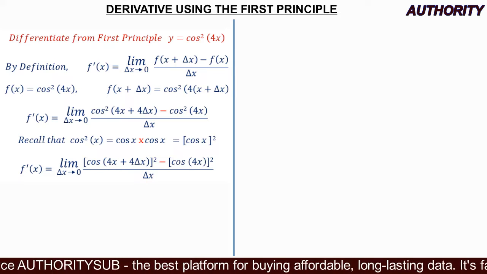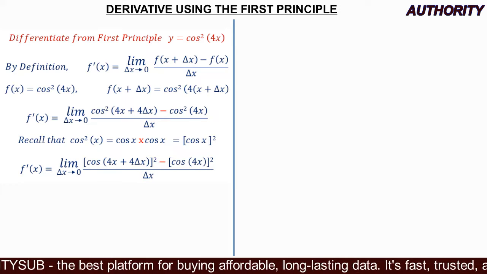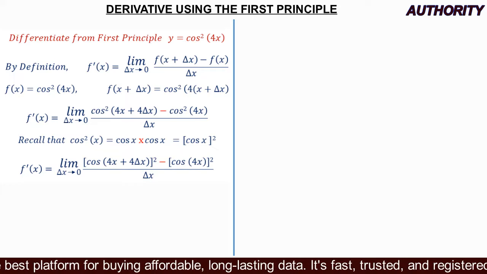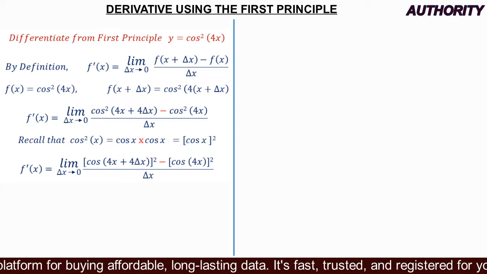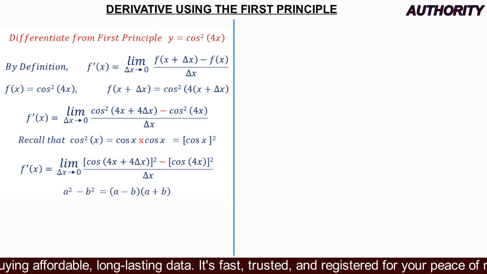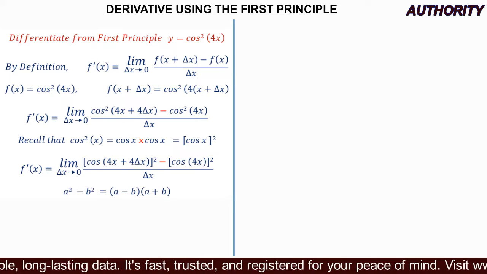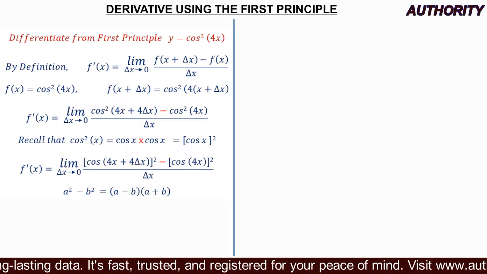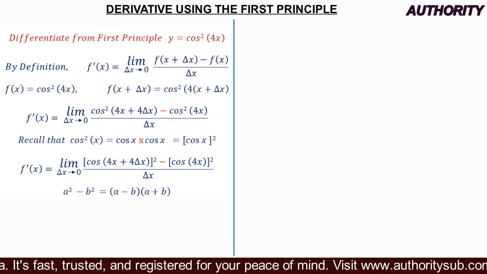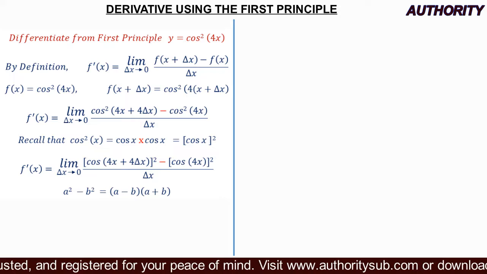Now if you look at this very well, you see what we are having here: cos of 4x plus 4 change in x in bracket squared minus cos 4x all in bracket squared, right? So remember what we call difference of two squares. What do we mean? Whenever you have a squared minus b squared, it's the same as saying a minus b in bracket multiplied by a plus b. Is that true? Yes.